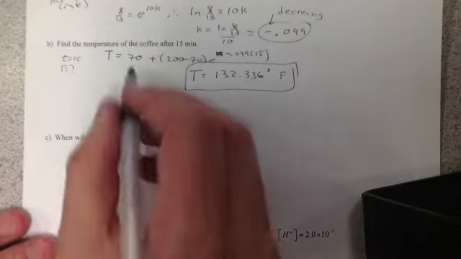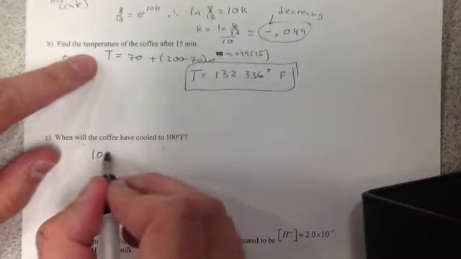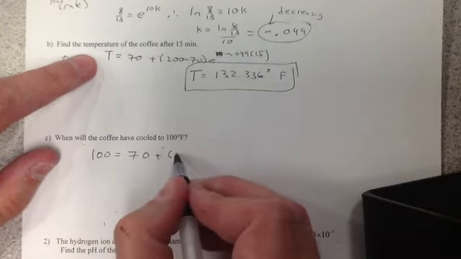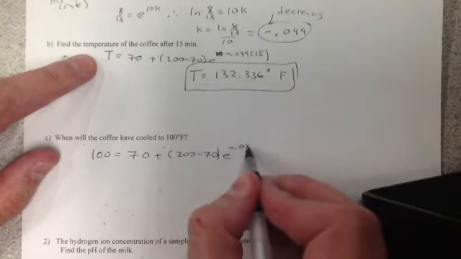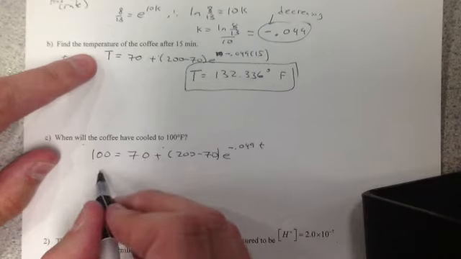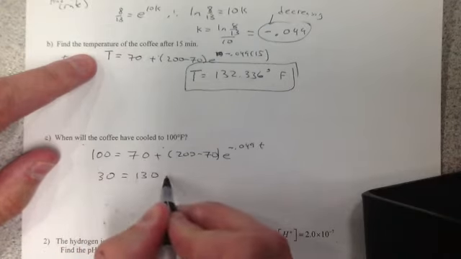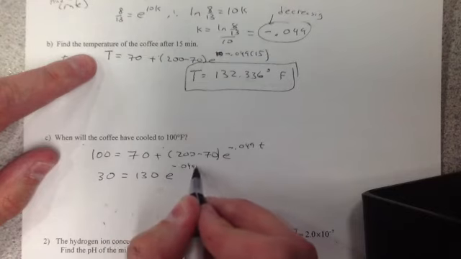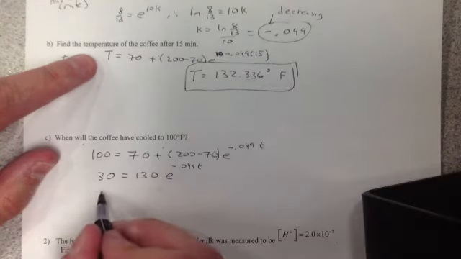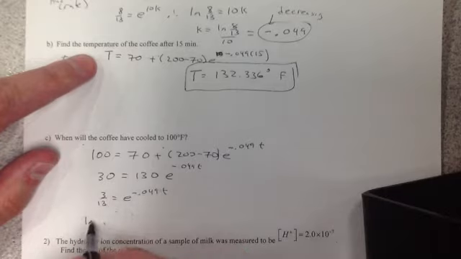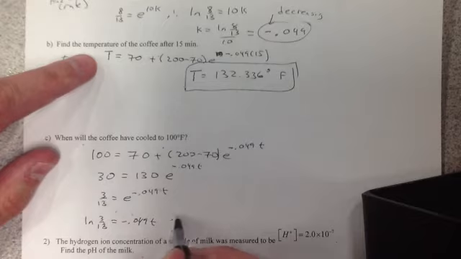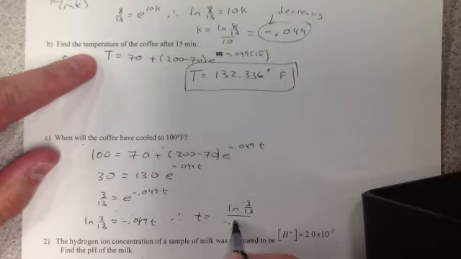Now, when will it have cooled to 100? Well, that's my capital T. So 100 equals 70 plus 200 minus 70 e to the negative 0.049 t. Now I'm going to solve for t. Subtract 70. 30 equals 130 e to the negative 0.049 t. So we're going to get 3 over 13 equals e to the negative 0.049 t. So the natural log of 3 over 13 equals negative 0.049 t. t equals the natural log of 3 over 13, over negative 0.049.